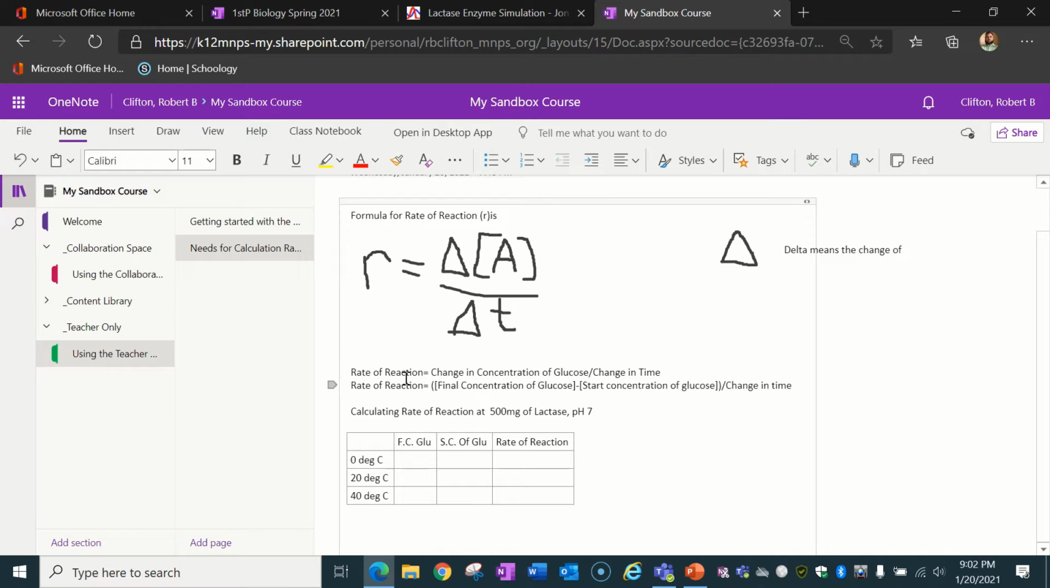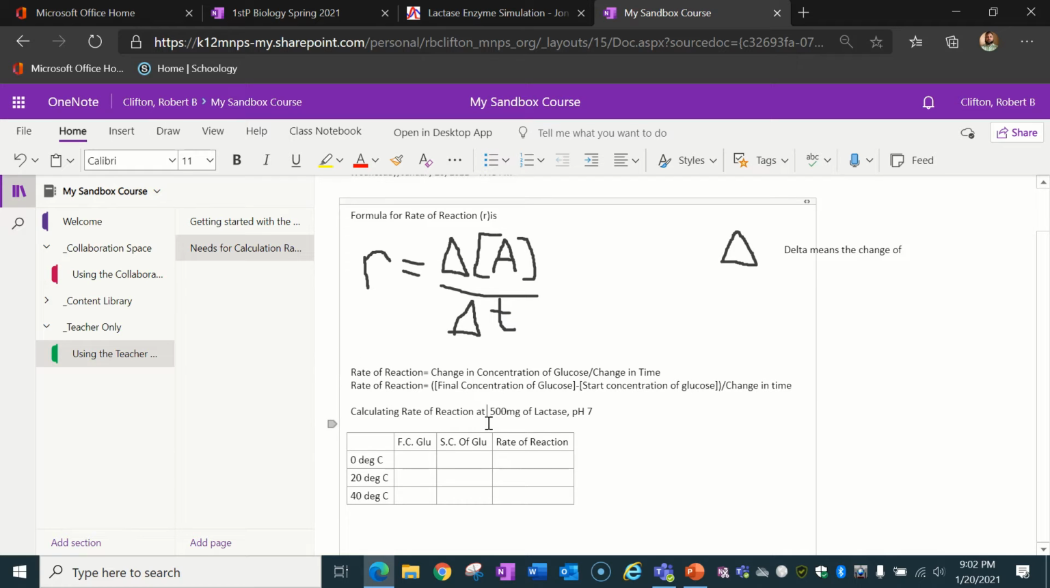So the rate of reaction equals the change in concentration of glucose over the change in time. Let's go down a little bit further. So you have the rate of reaction equals the final concentration of glucose minus the start concentration of glucose, divided by the change in time.